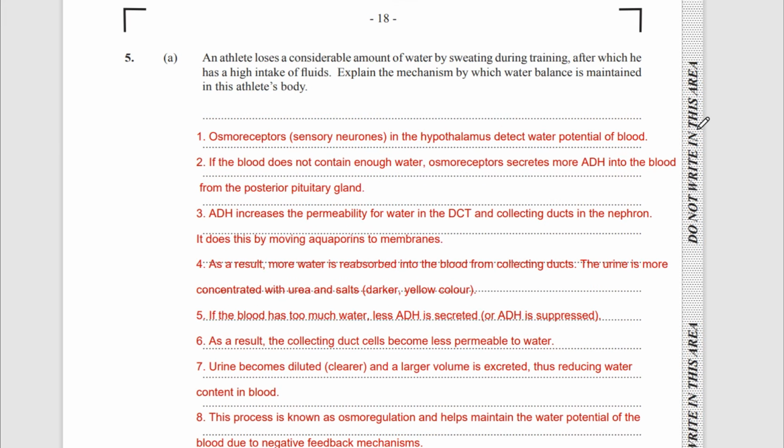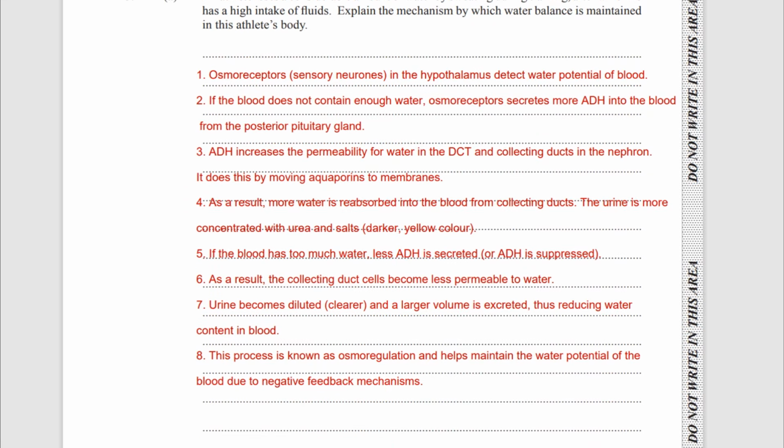So question 5 here is 8 marks, so you see I have 8 points. So you read the question. An athlete loses a considerable amount of water by sweating during training, after which he has a high intake of fluids. Explain the mechanism by which water balance is maintained in this athlete's body. So this is a question about the kidneys, the hormone ADH, antidiuretic hormone, and basically osmoregulation. So you look at the points that were made here.